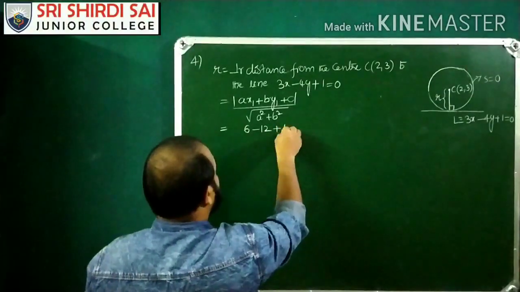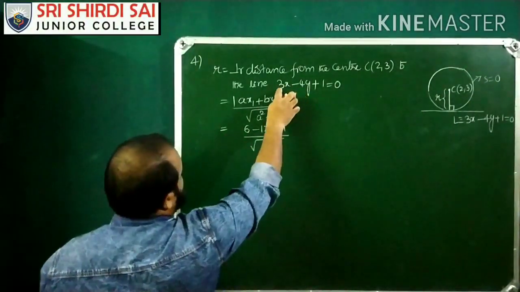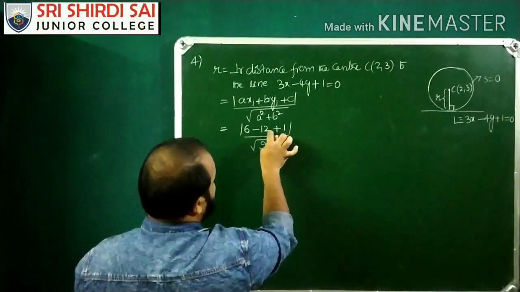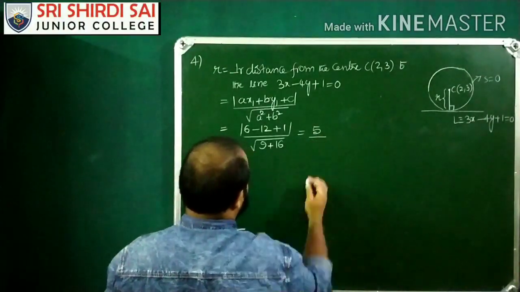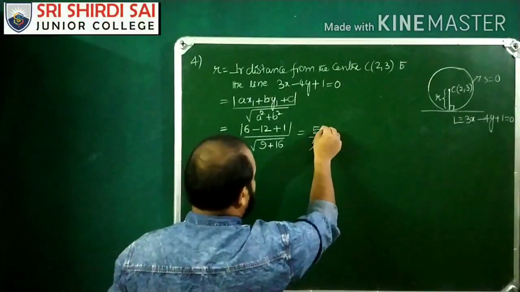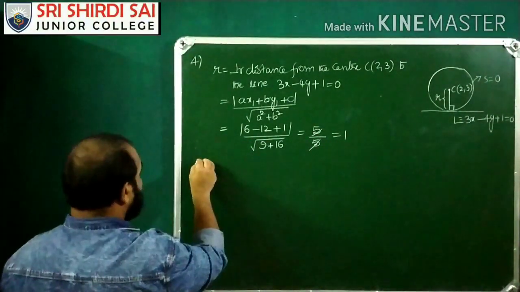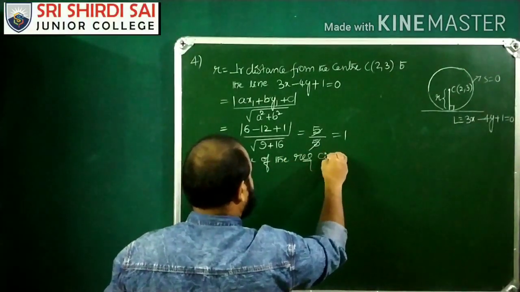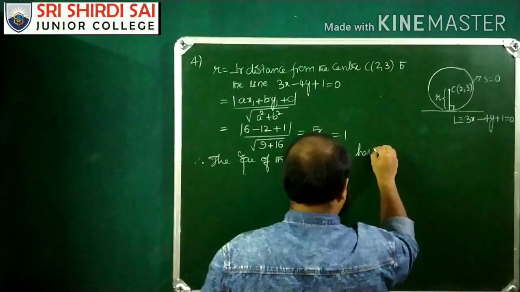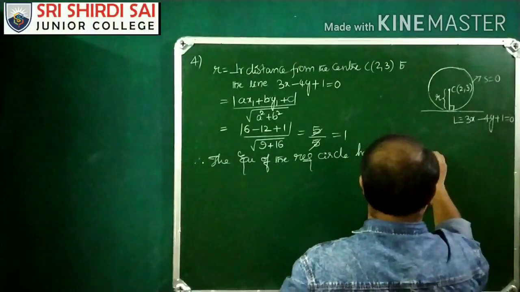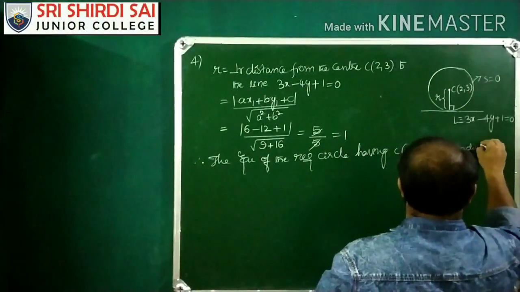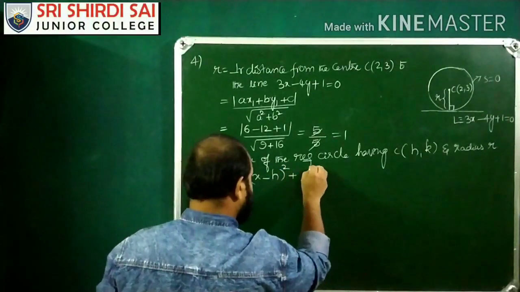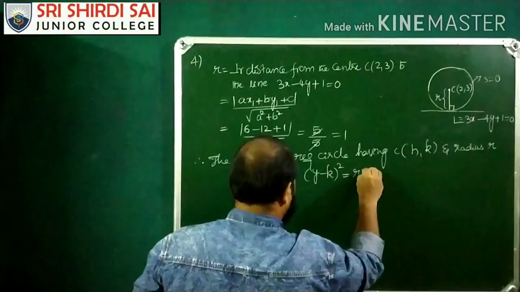plus c is 1, by square root of a square, 3 square is 9, plus minus 4 whole square is 16. So 6 plus 1 is 7 minus 12 is minus 5, the modulus of it is 5, by 9 plus 16, root 25 is 5. So 5 gets cancelled, 1. So therefore the equation of the required circle having center C (h, k) and radius r is given by x minus h whole square plus y minus k whole square is equals to r square.